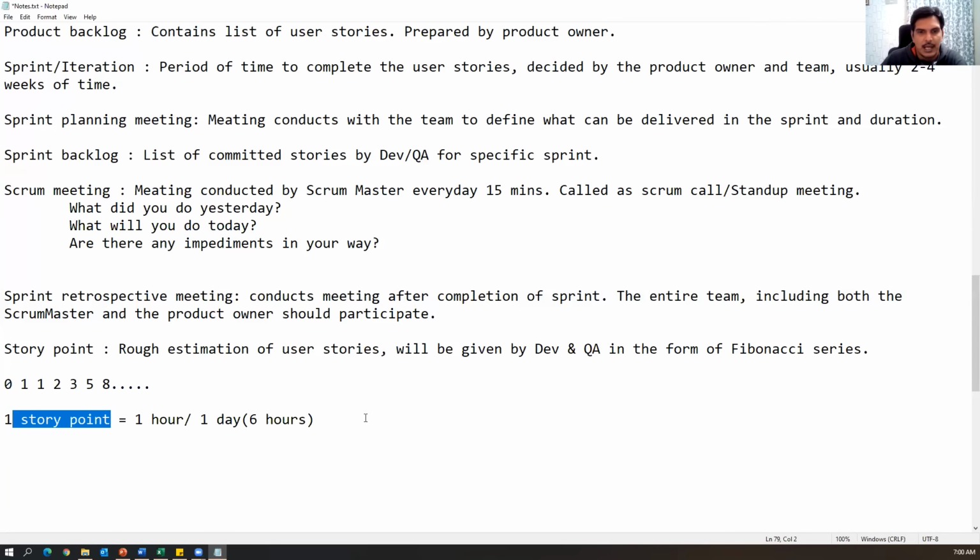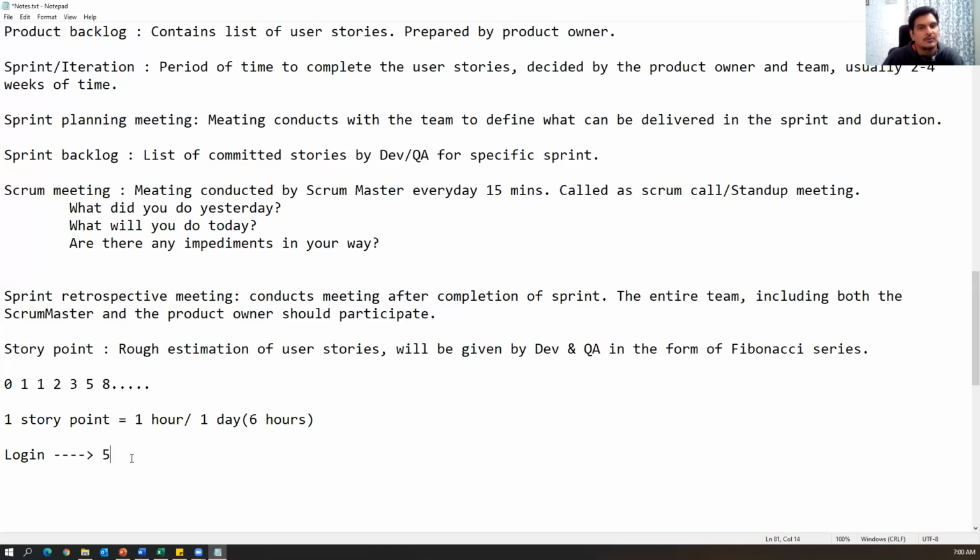Now, suppose I have one story, let's say the login story. The developer will give you some number. The developer will estimate the story: how much time is required for development? Let us say he said 5. So the developer has given a story point of 5. What does 5 mean? If I consider hours, one story point equals 1 hour. So when the developer says 5, it means 5 hours it will take. The developer spends 5 hours.